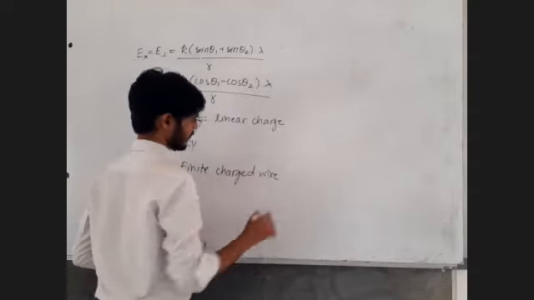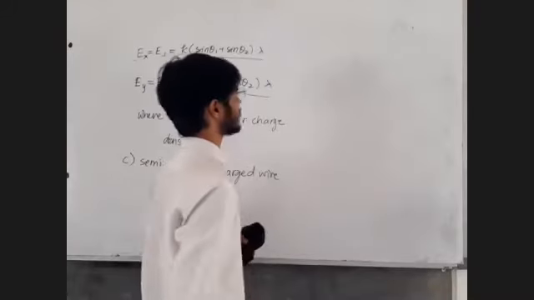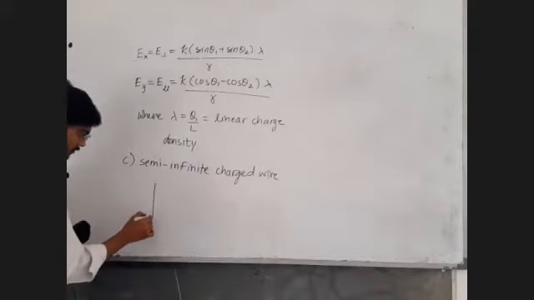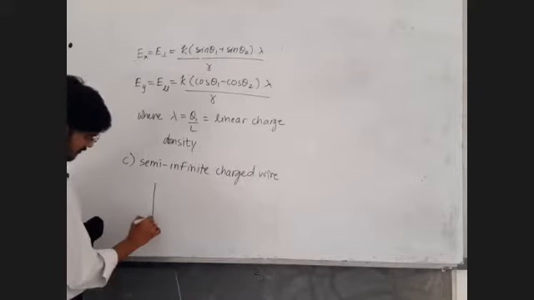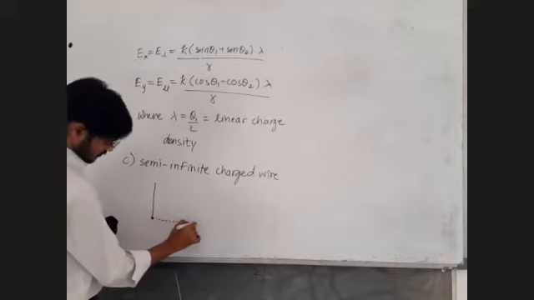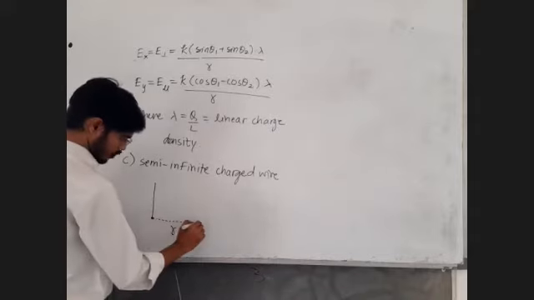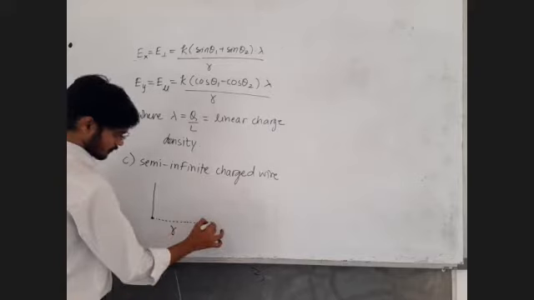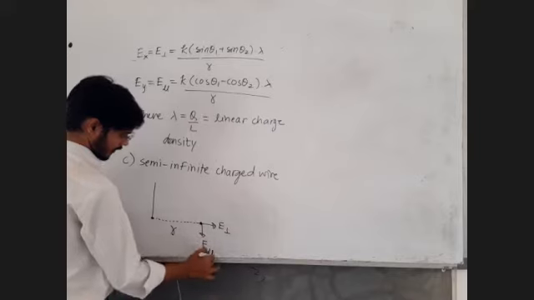Now, what is the meaning of semi-infinite? The meaning of semi-infinite is this. The wire starts here. Okay, the wire starts here. And exactly on the same level, you have the given point. Okay. E perpendicular component, parallel component.